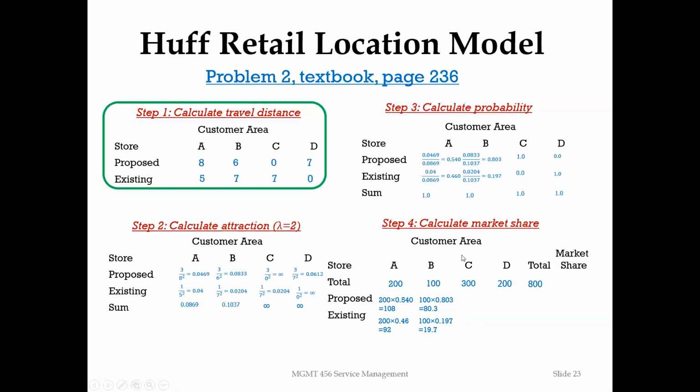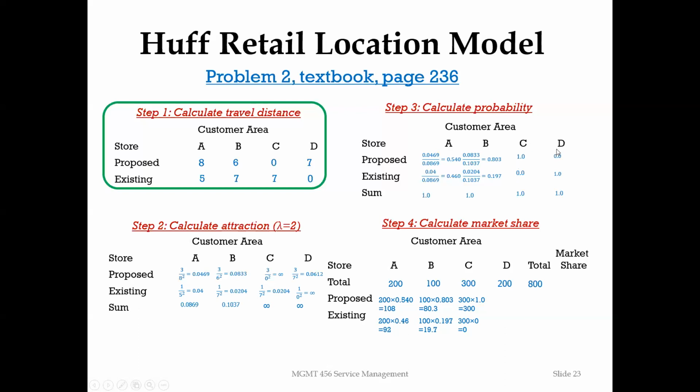For those who live in customer area C, they are going to spend in total $300,000. And in this case, the proposed store will capture 100%. So all $300,000 will actually be spent in the proposed store, and 0 will go to the existing store. The existing store will not capture any dollar amount.